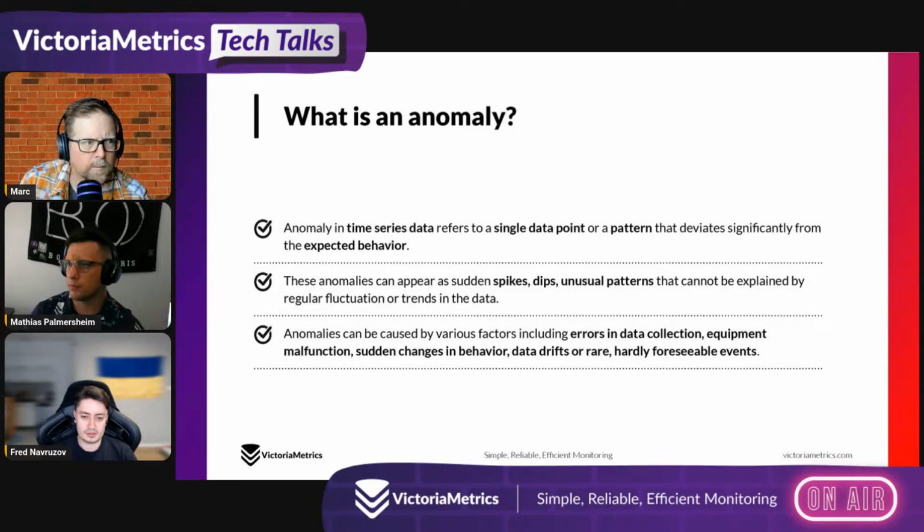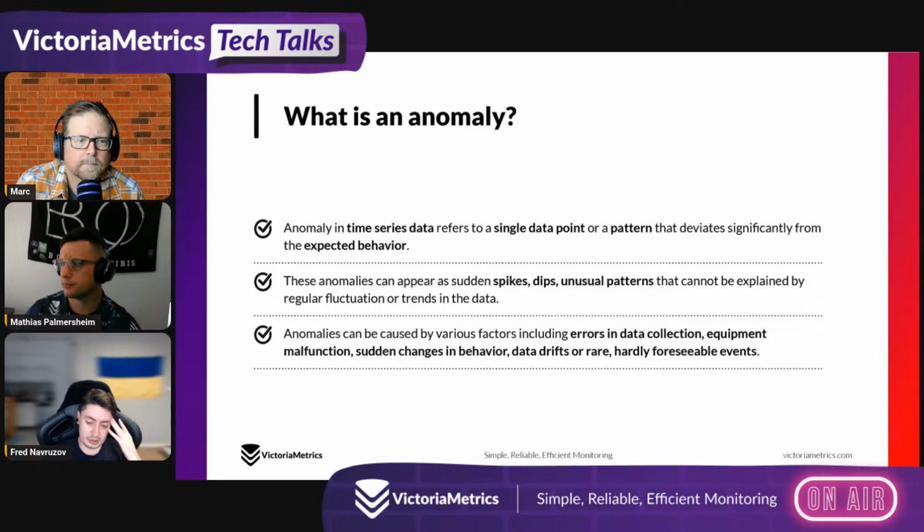And for time series, I would say that an anomaly can be a single data point which you measure over time, or maybe a pattern of data points that deviates significantly from expected behavior. So we try to keep the term simple. Also, it can reside in spikes, maybe dips or drops, maybe some unusual mid-seasonal patterns, and we'll address what seasonality is later on. And all of this cannot really be explained by regular fluctuation or trends in the data. Maybe the reason is something else.